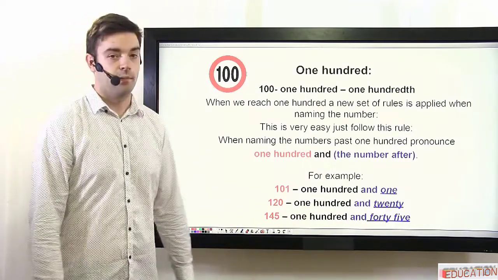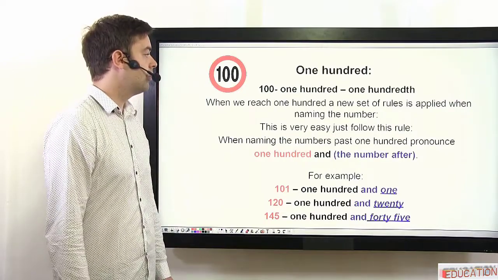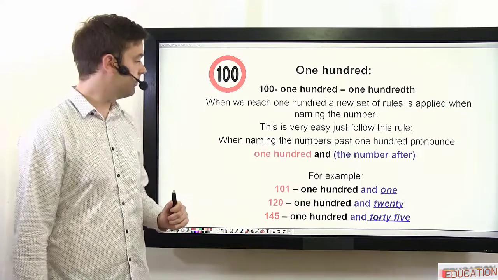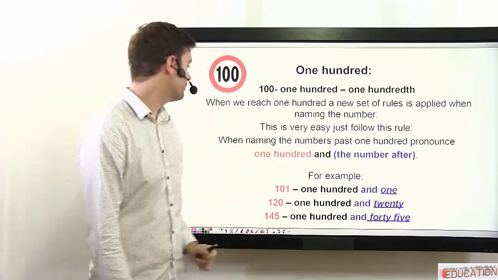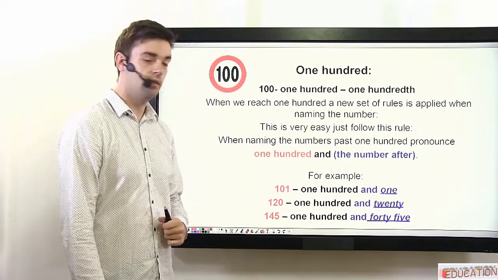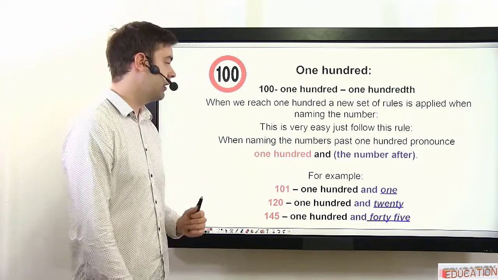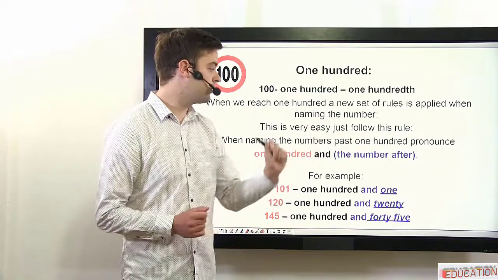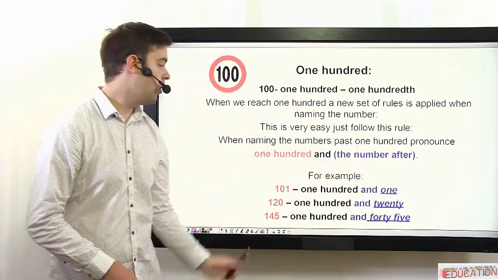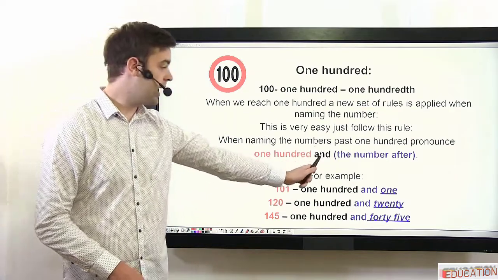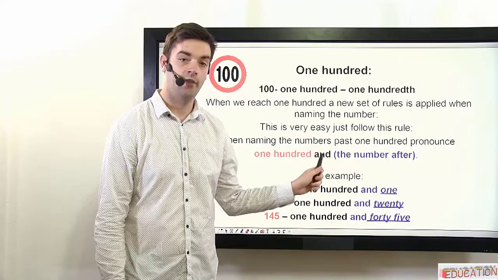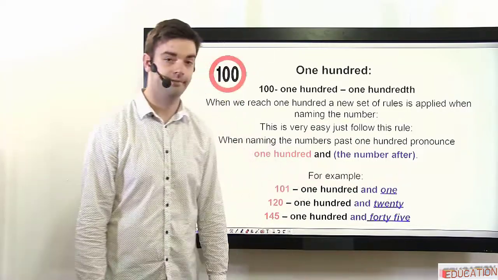After we've counted from 90 upwards, we reach 100. When we reach 100, a new set of rules is applied when naming the number. This is very easy. We just follow this rule. When naming the numbers past 100, pronounce 100 and the number after.